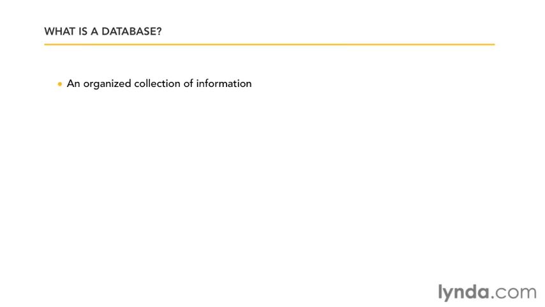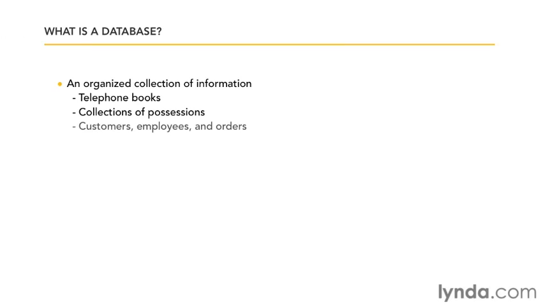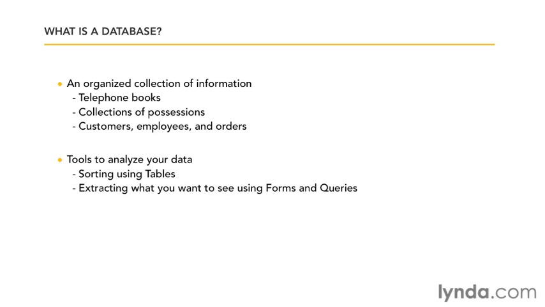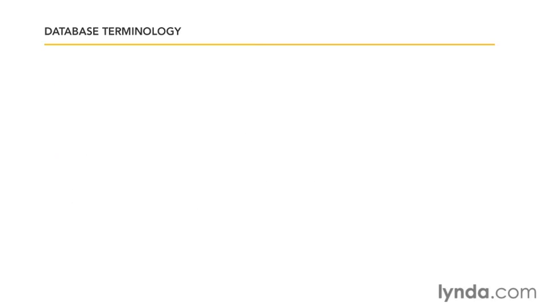Real-life examples might be a telephone book, a way to track your music collection, or the way your business tracks its customers and sales. A database program gives you a way to manage that data and to analyze it to make it useful. You can sort the information in many ways, extract just certain pieces of info, or summarize it in reports. Let's take a look at the terminology you'll need.